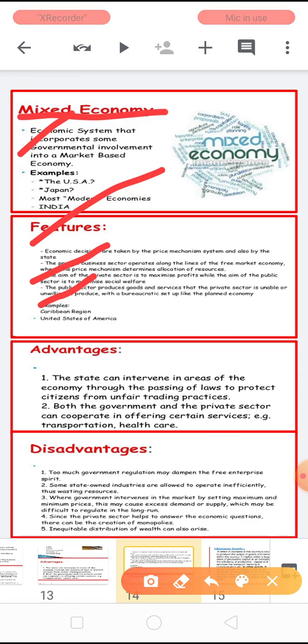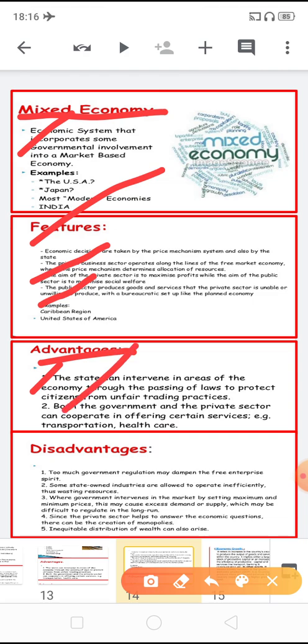An example is the Caribbean regions and the United States of America, some of the countries adopting the mixed economic system. Now the advantages. The first advantage is the state can intervene in the area of the economy through the passing of laws to protect the citizens from unfair trading practices. Second, both the government and the private sector can operate in offering certain services, that is transportation and healthcare. We do have disadvantages, like too much government regulation may dampen the free enterprise spirit.